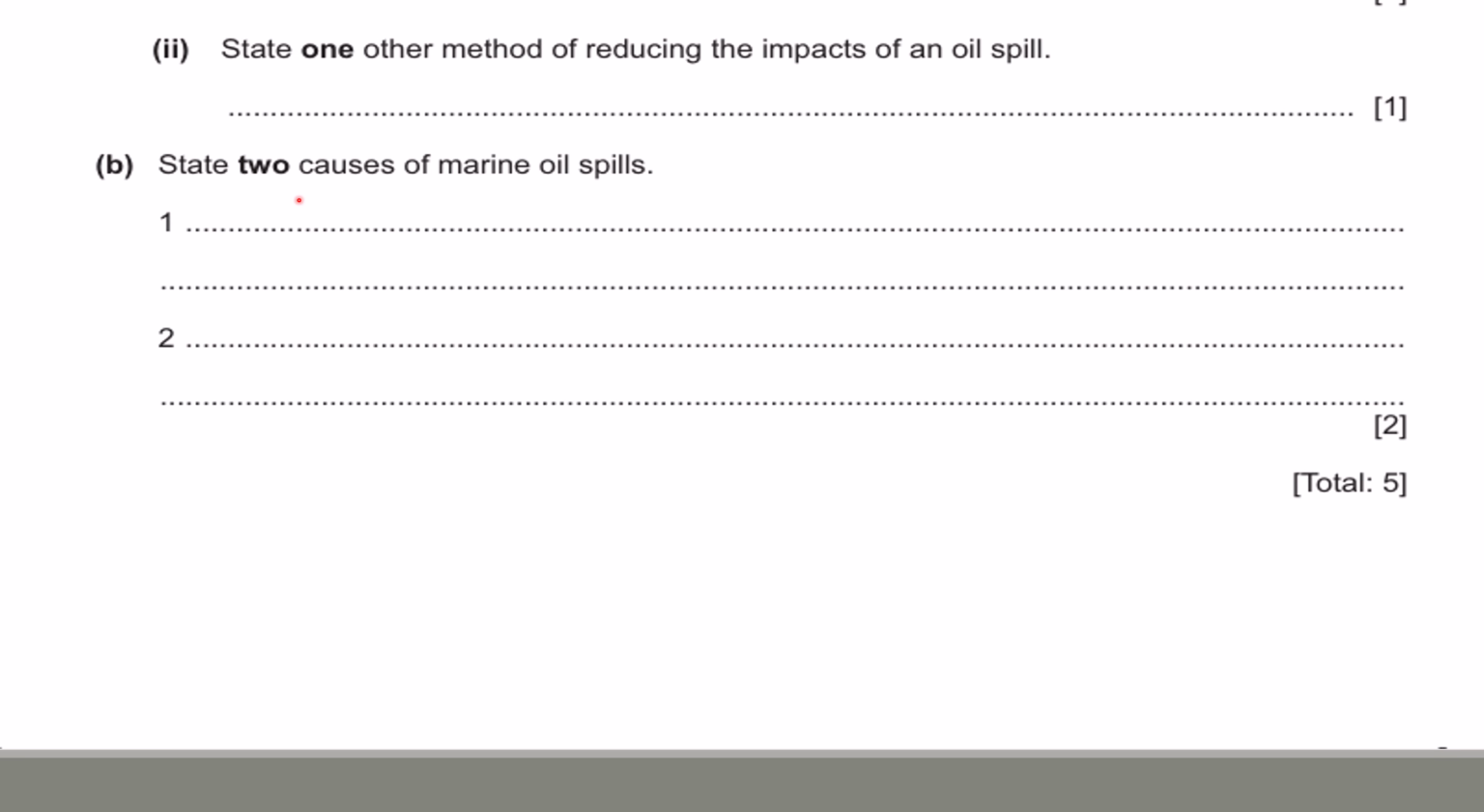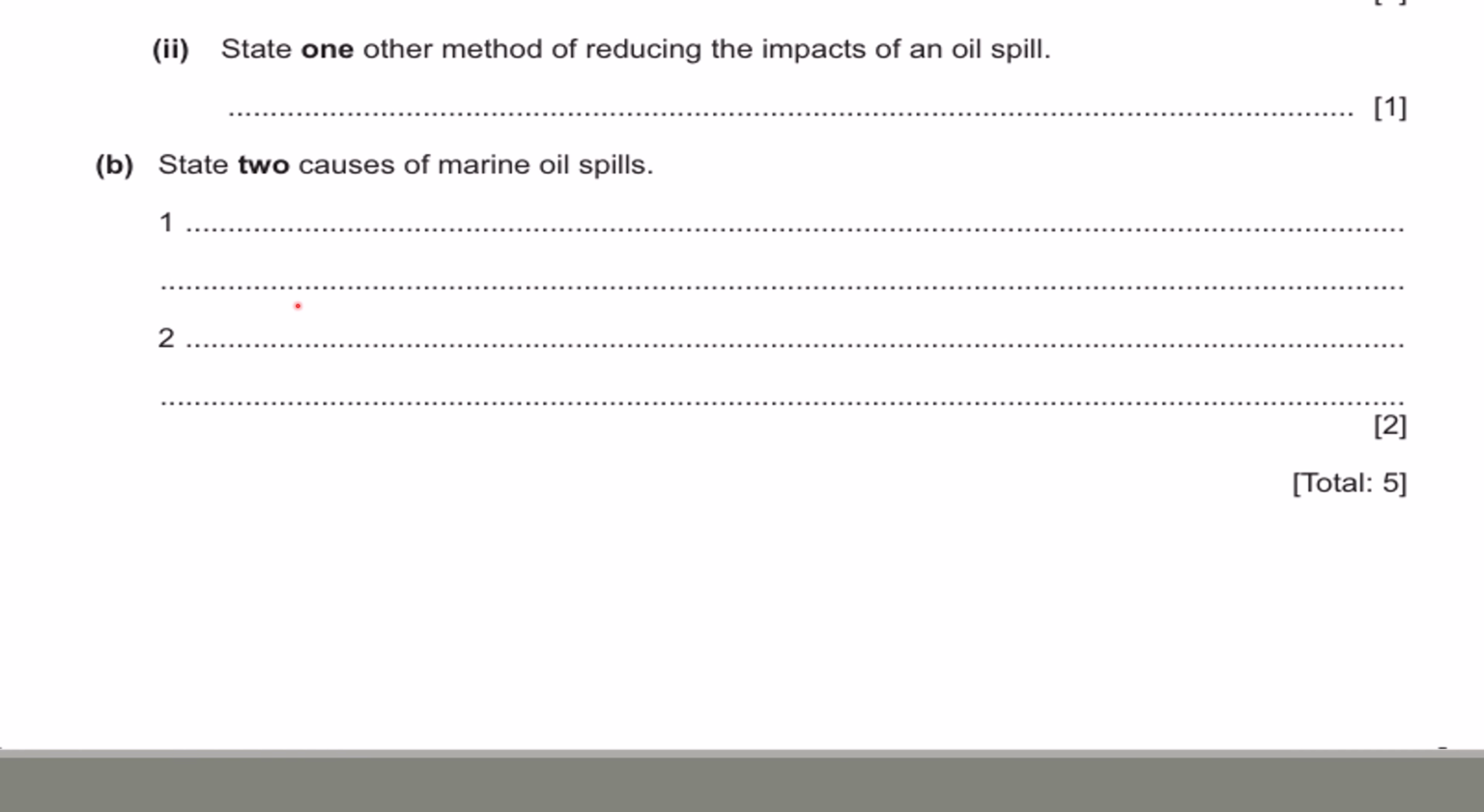Here is question 2, part A of question number 4. State one other method of reducing the impacts of an oil spill. This question also carries 1 mark. So the other method for cleanup may include dispersant to break up the oil or skimmers to vacuum it off the surface. If you write this, you will get 1 mark.